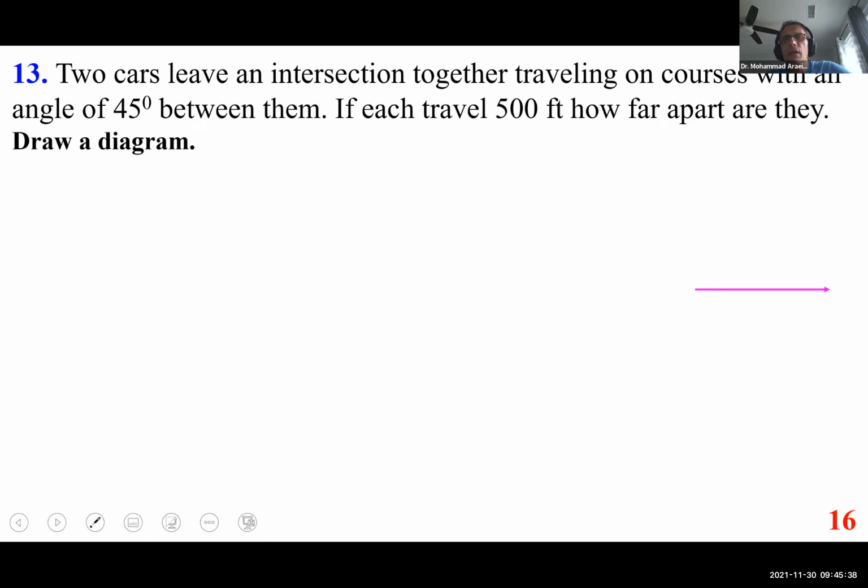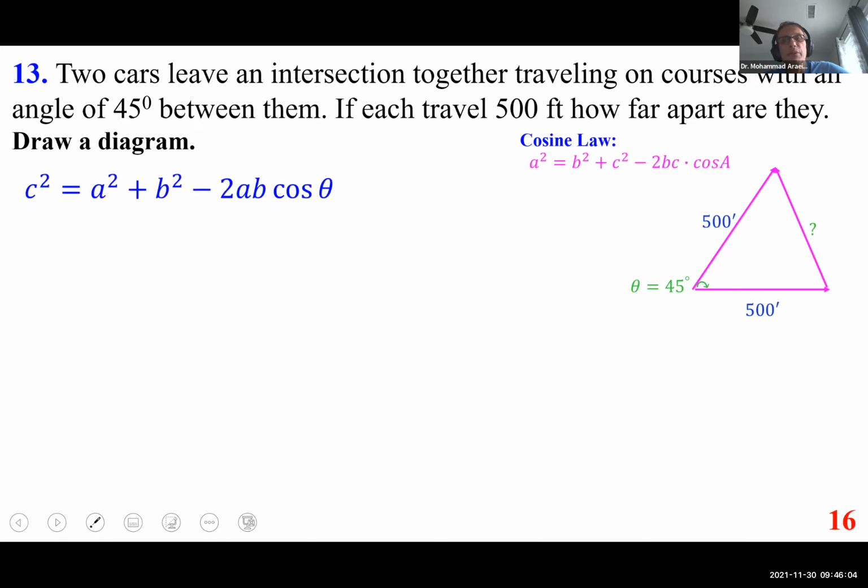Okay. So one is going this way, one is going this way, making an angle of 45 degrees. Each one is going 500 feet, and we are interested in the distance between the two. Again, cosine law. How about writing it differently on purpose? C squared is a squared plus b squared minus 2ab cosine theta. So I want you to be exposed to various ways of writing that. Okay, this is another way of writing.